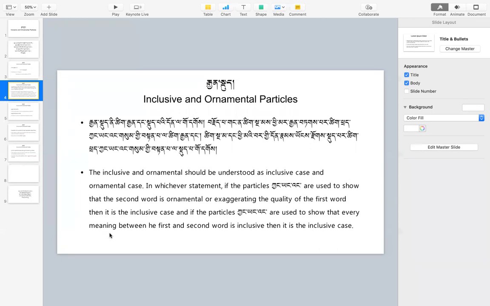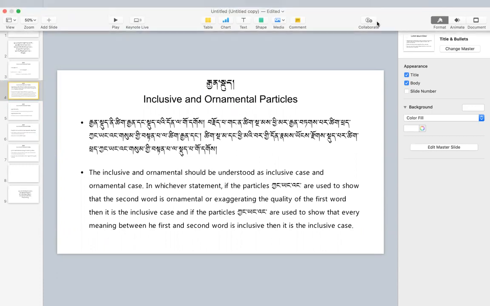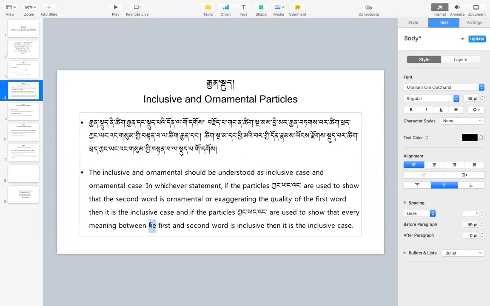And the second one, which is the inclusive part, is the type of statement in which the particles 깡양, these three particles, are used to show that every meaning between the first and the last word is inclusive. Then it is the inclusive case.